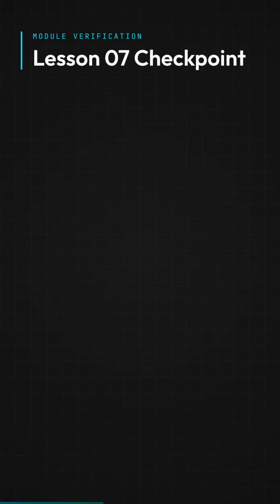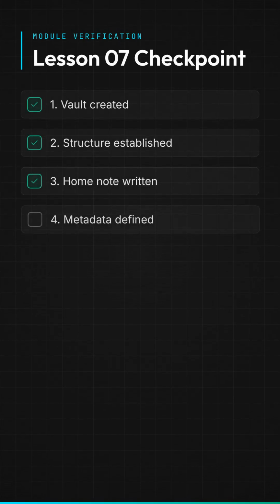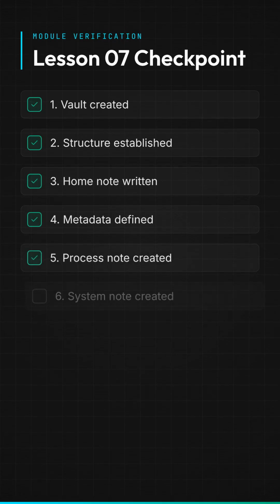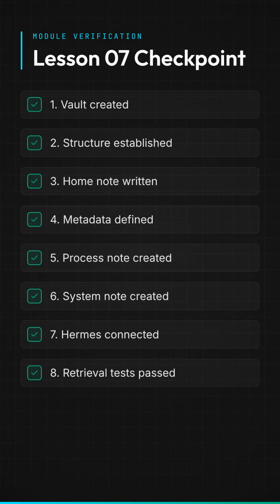Pause here and confirm your checkpoint. If you've created your vault, established your structure, and passed your retrieval tests, you have completed the knowledge foundation for your AI worker. You're doing incredible work. Take a moment to verify every item. If your index notes are ready and Alex is citing his sources correctly, you have just graduated from simple intelligence to organizational intelligence. You are now an AI systems architect. Let's look at our progress.